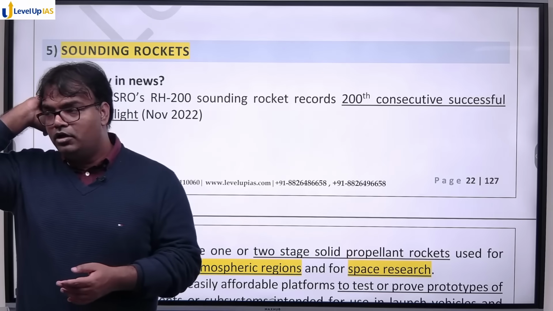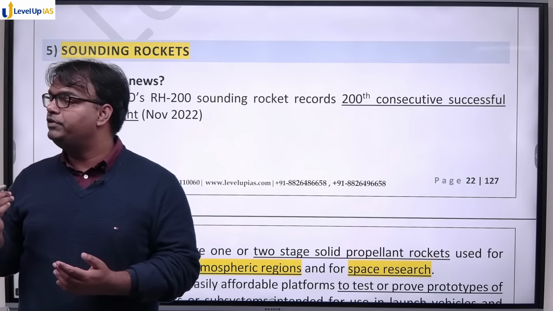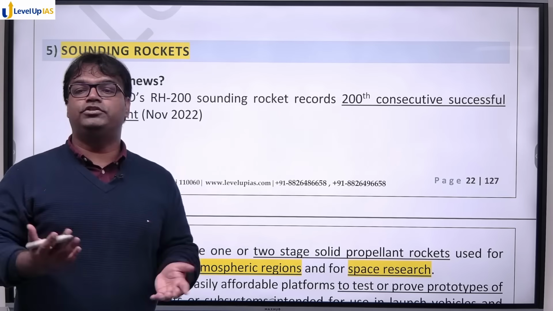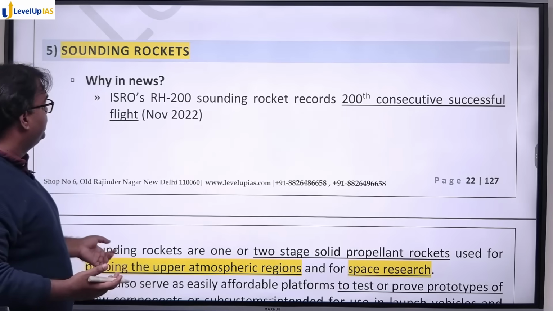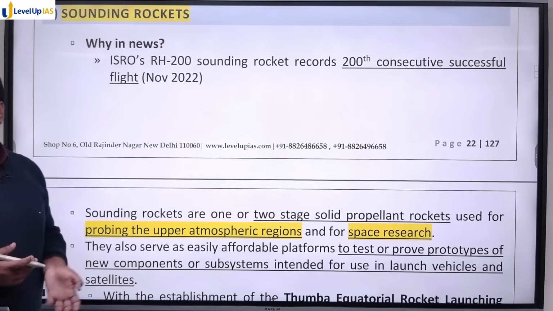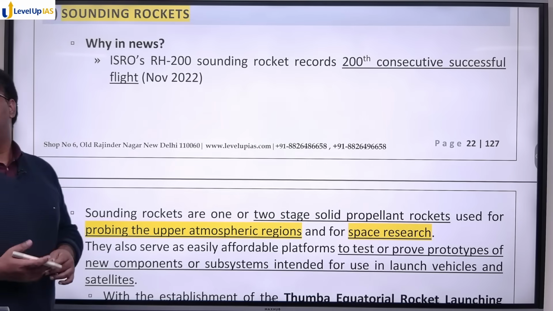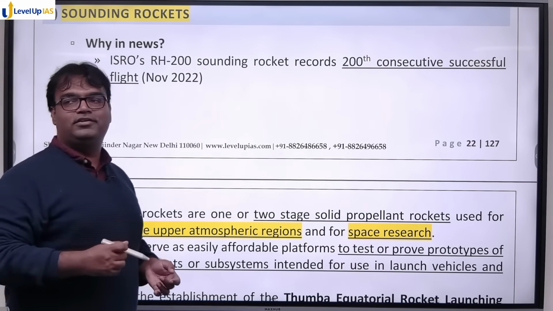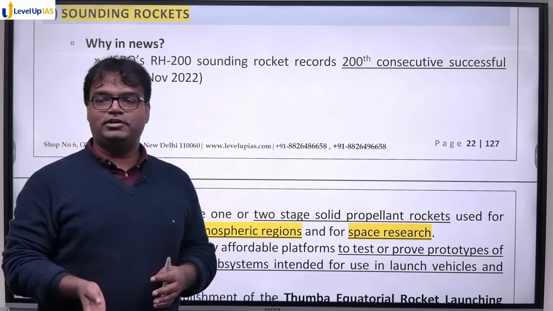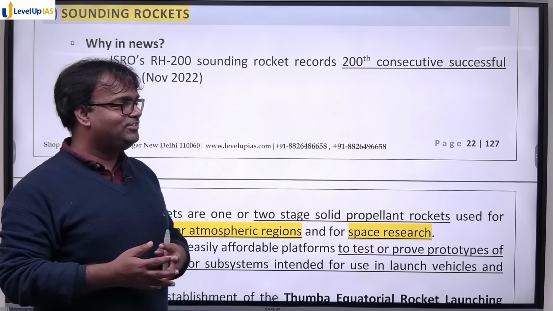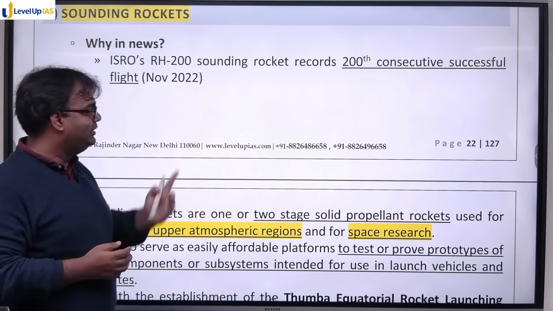And the current series of sounding rockets that we are using, just like the PSLV and GSLV series, is the Rohini series of sounding rockets. In November 2022, it was in the news: ISRO's Rohini RH200 sounding rocket records its 200th consecutive successful flight. Now here they don't have to launch a satellite. It is like lighting a Diwali firecracker and calling it a successful flight. 200th consecutive successful flight of the Rohini series.